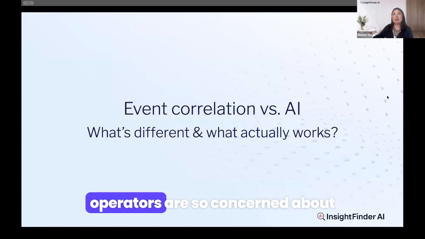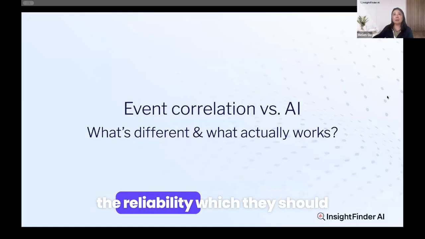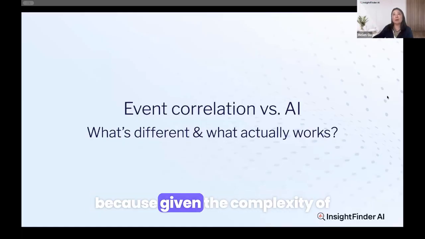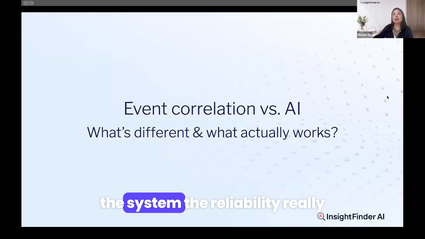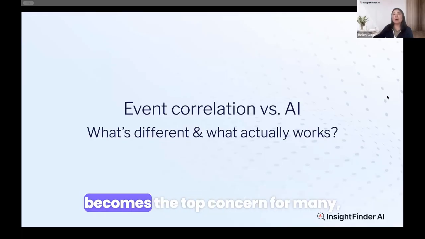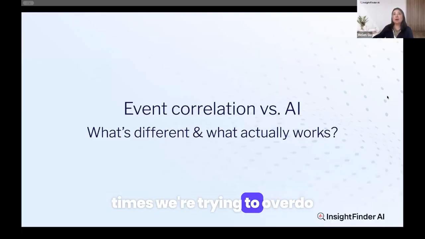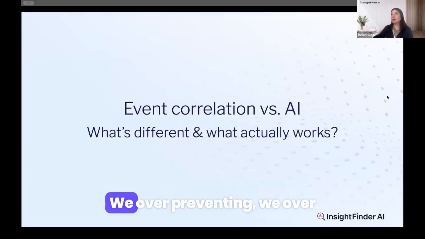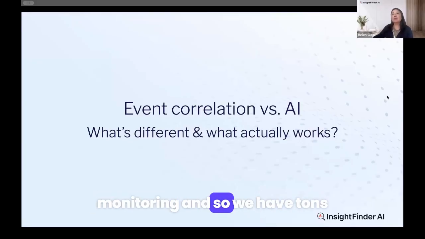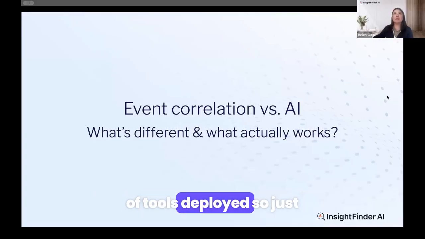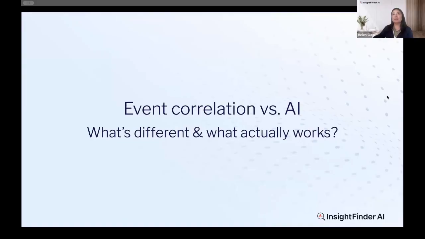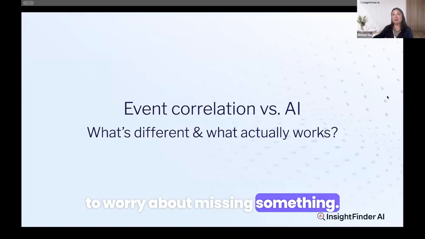And now what we saw in production environments is that users and operators are so concerned about reliability, which they should be, because given the complexity of the system, reliability really becomes the top concern for many users. And so a lot of times we're trying to overdo things, right? So we over-prevent, we over-monitor, and we have tons of tools deployed, just to worry about missing something.